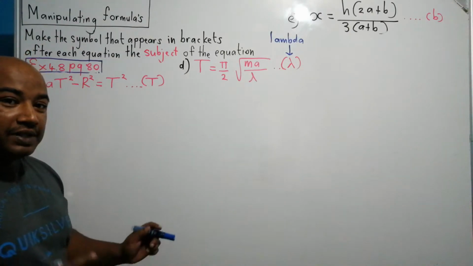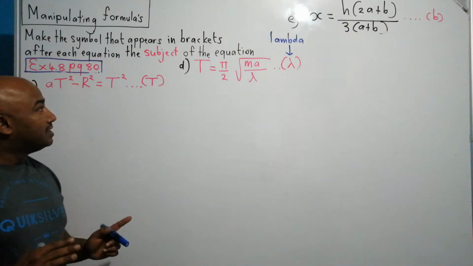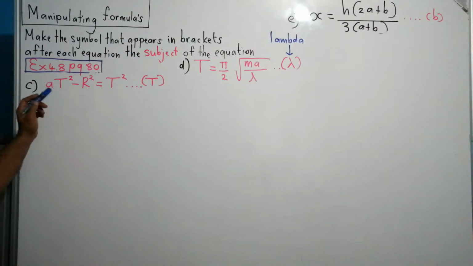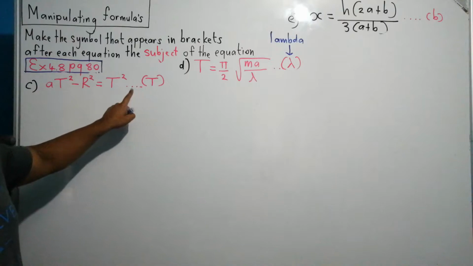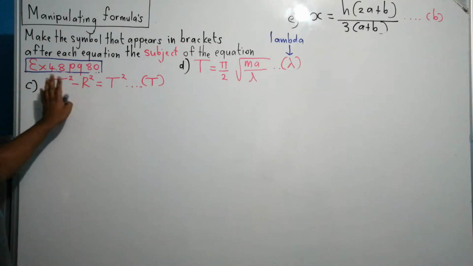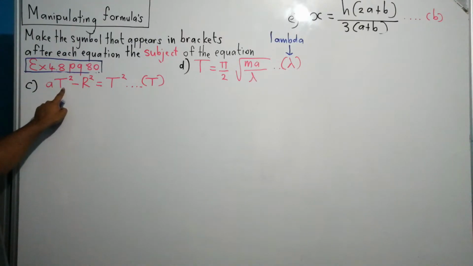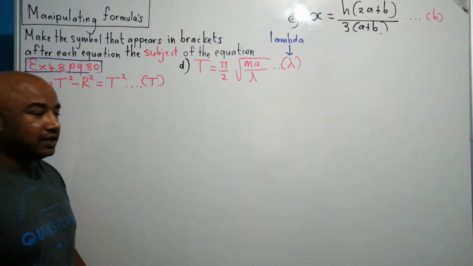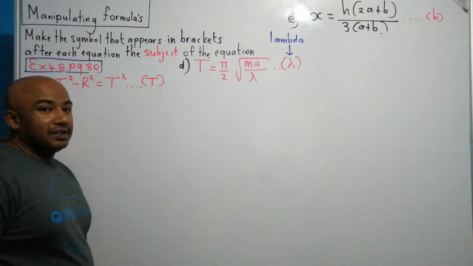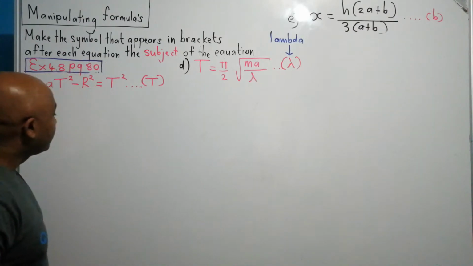Okay, so we were dealing with fractions, LCD. Now, let's have a look at these type of examples. Here we're dealing with squares. Okay, there's no fractions here. We've got a times t squared minus r squared is equal to t squared. We need to make t the subject of the formula.